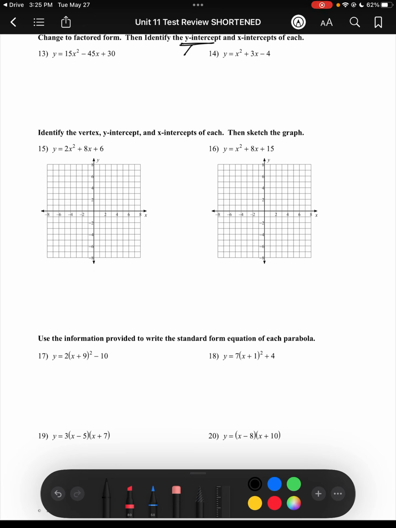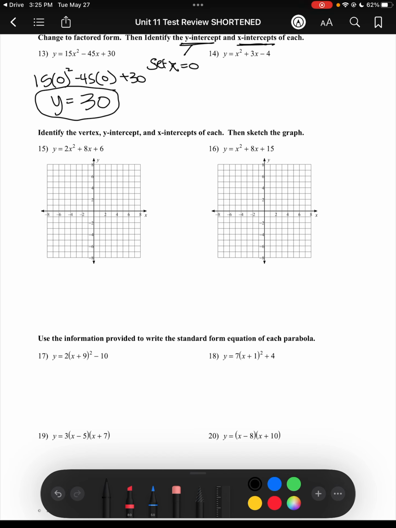Anytime you want to find the y-intercept, you're going to set x equal to 0. So everywhere you see an x, you change it to a 0 in parentheses. When you simplify that in your calculator, you find that y is equal to 30. Okay, the next thing that we want to do is find the x-intercepts.